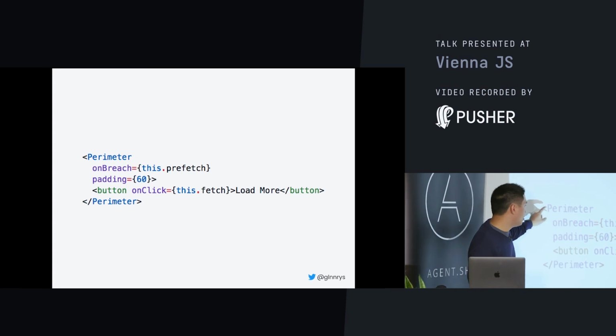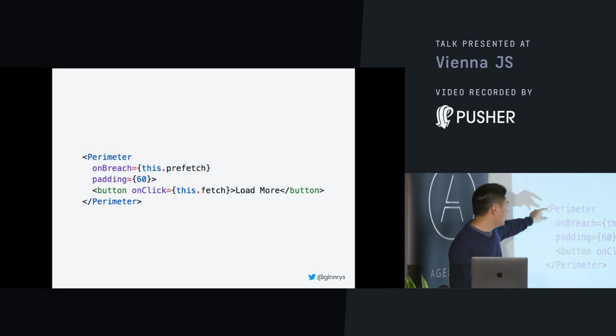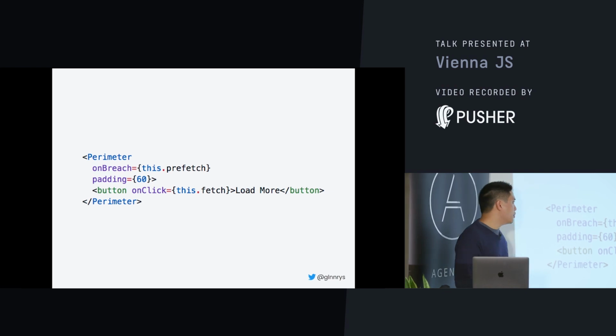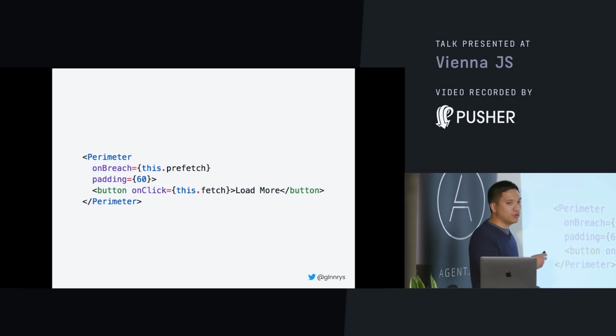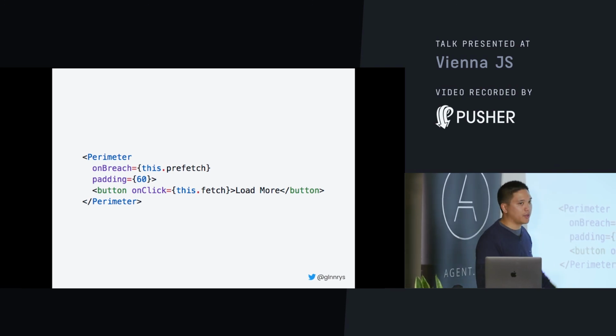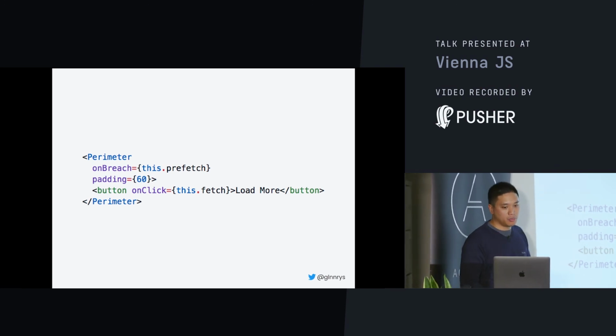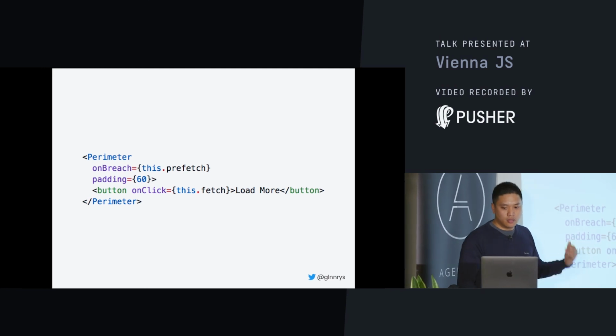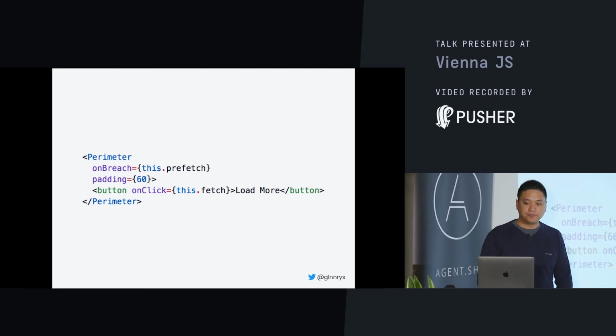And this is how the syntax would look like, and it's very simple. You have here the parameter element, and here the button as a child, and here in the onBreach you basically define your intent when you click, or when you breach the gray area that I've shown you before. And this is actually the padding that can be set with React Parameter. So it's a great thing to do prefetching as well.